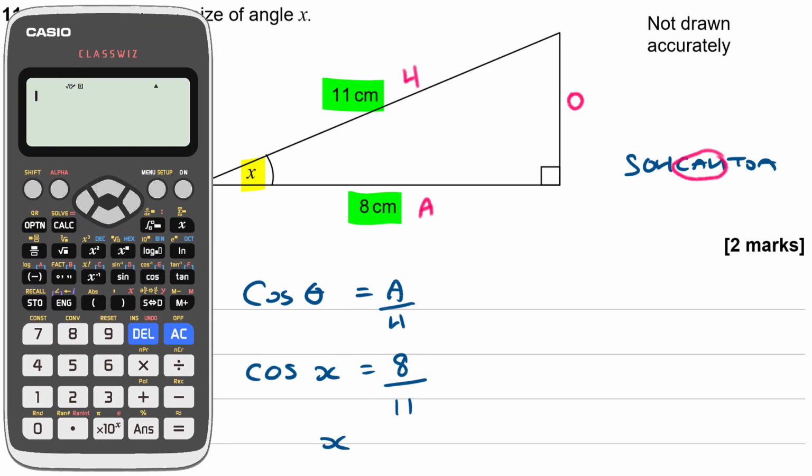So we want to find x now, so we're going to type this into the calculator. I'm going to do the inverse cosine of 8/11. Inverse cosine of 8 divided by 11, close bracket, equals, I'm getting 43.3 degrees.